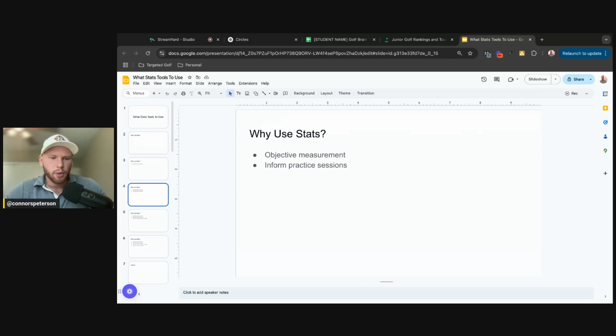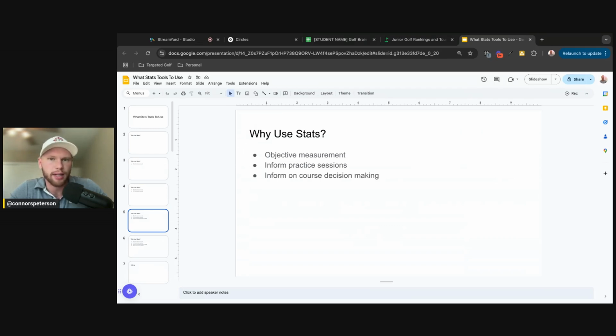The next one is you want to use it to actually inform practice sessions. It's not just enough to say, hey, I track my stats, I know what my strokes gained is. You want to actually be able to take that information and say, okay, because my numbers are this, then I need to do this in my practice. It's not very helpful to just have a bunch of numbers. You have to actually know what that means for you and what you're going to do with that in practice specifically. It's also going to inform your on-course decision-making.